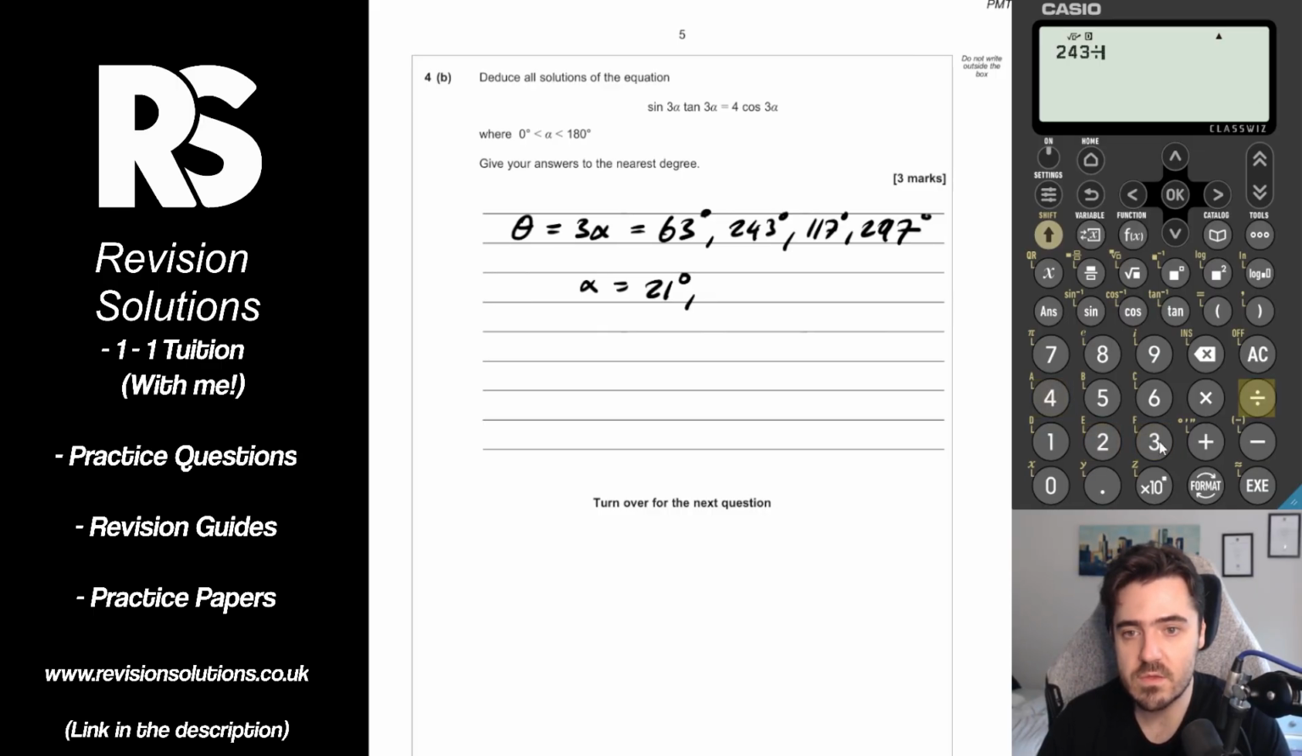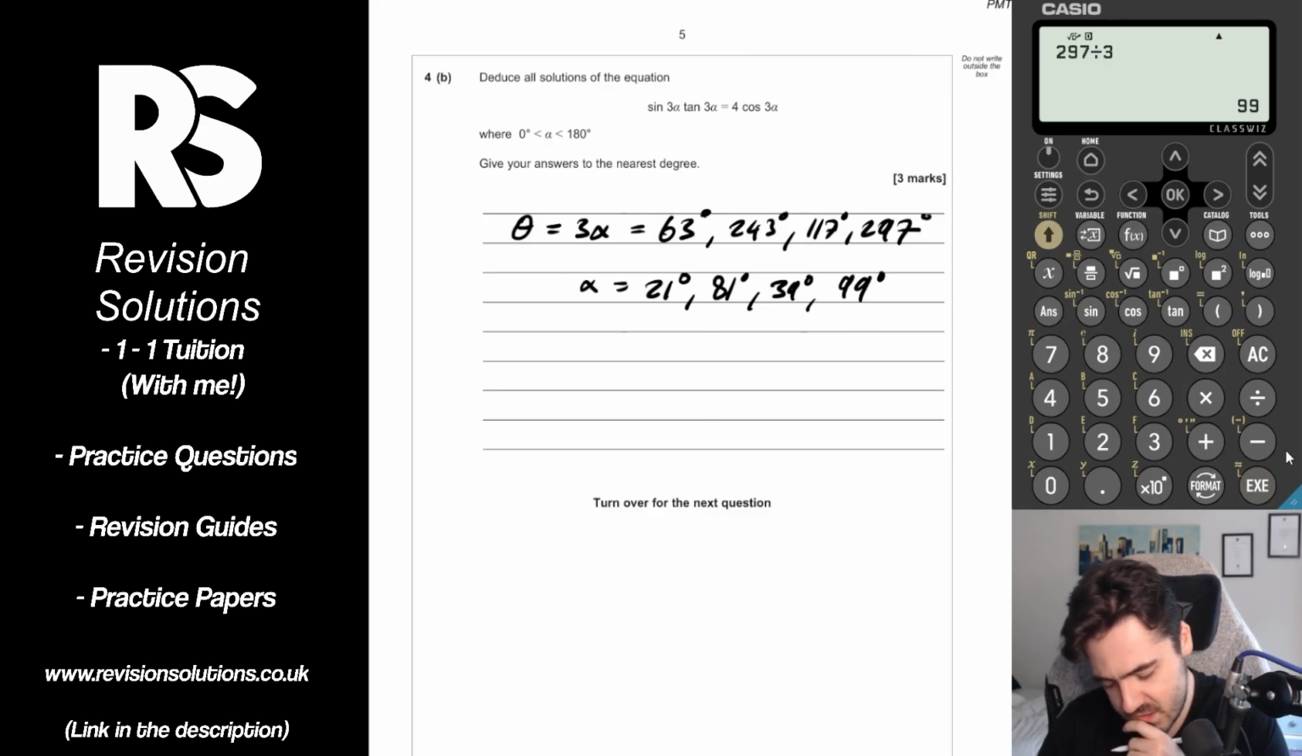243 divided by 3, that gives us 81 degrees. 117 divided by 3, that gives us 39 degrees. And 297 divided by 3, that's going to give us 99 degrees.